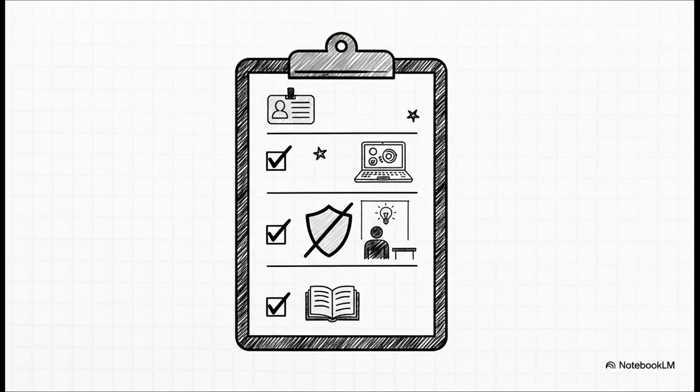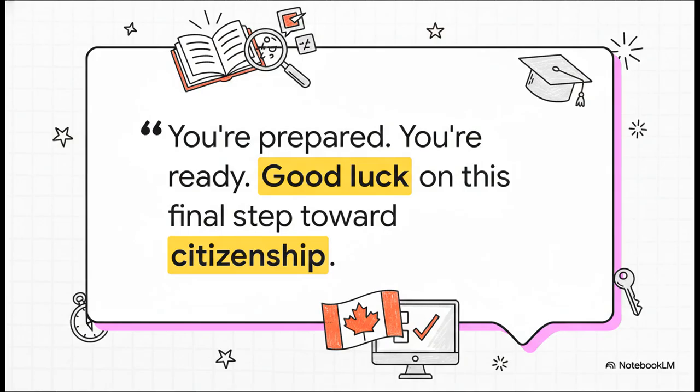Okay, before you click that first button, let's do one last rapid-fire check. Got your ID? Check. Using the right device and browser? Check. VPN is definitely off. Your room is private and well lit, and you know all the rules. If you can say yes to all of these, you are in fantastic shape. You've done the studying, you've done the prep, and now you know exactly how this whole online test works. You are ready for this. You've got it. Good luck on this incredibly exciting final step on your journey to becoming a Canadian citizen.